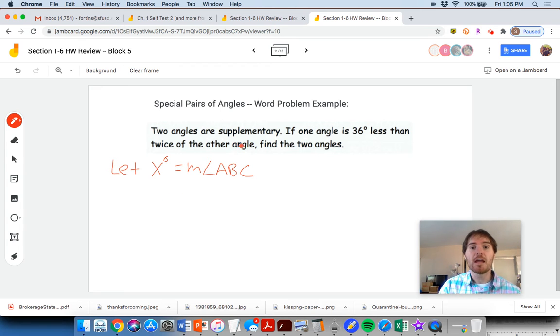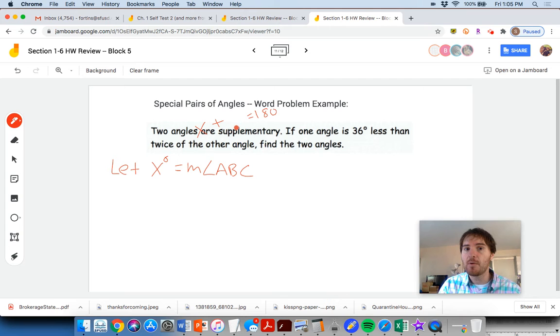So if you remember, if they're supplementary, then they add to 180. So we add them together, equals 180. If we're defining our variables like we've done in Algebra 1, we're going to let x equal this so we can set up an equation. If we let x equal the measure of angle ABC, then x degrees plus the supplementary angle would have to equal 180, okay?